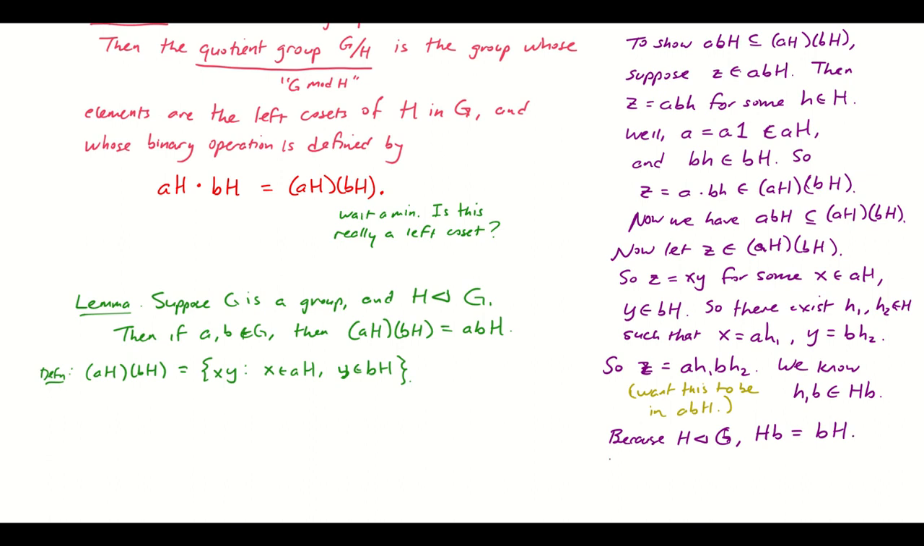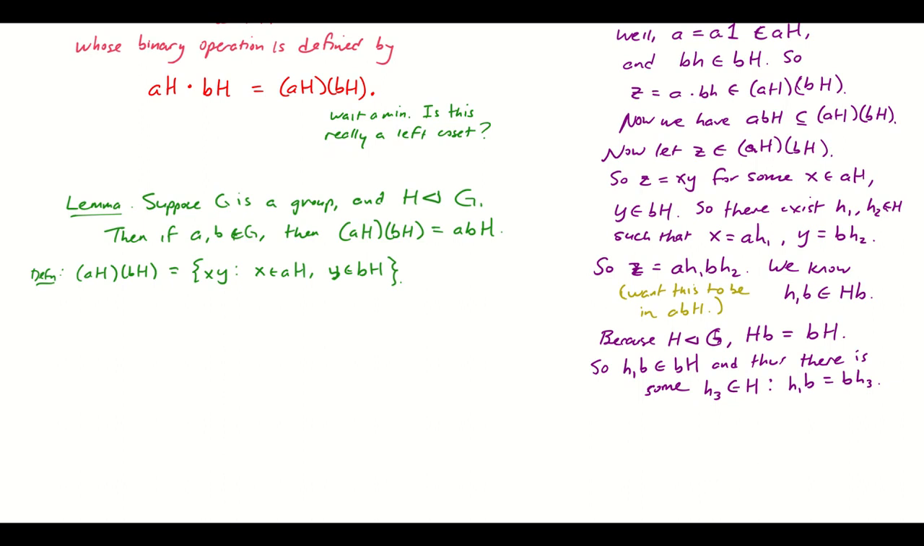So this means that H1b belongs to BH, and thus there is some element of H. It may not be H1, but there is some, and I'm going to call it H3 belonging to H, such that H1b is equal to BH3. In other words, I can express H1b as an element of the left coset BH. B times some element of H, maybe not the same element.